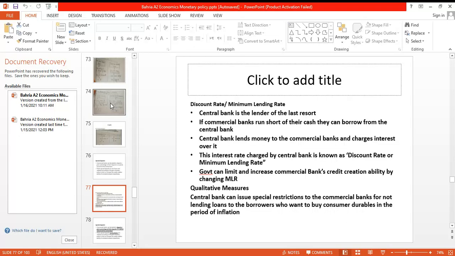So if a bank needs money, let's say bank A needs money. Now bank A goes to bank B. They say we cannot lend money. We also don't have the money. It goes to bank C. They also don't have the money.